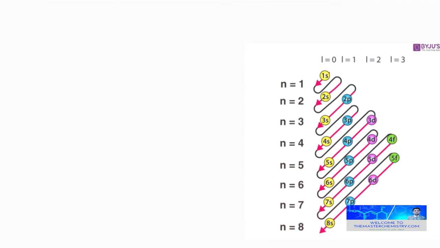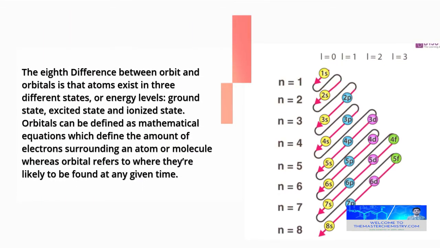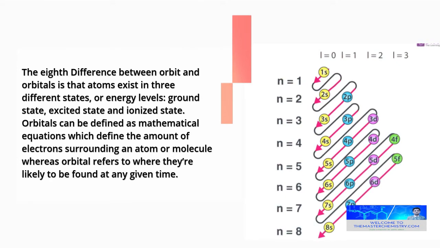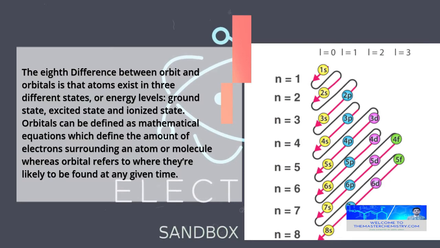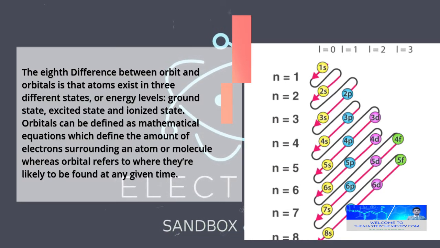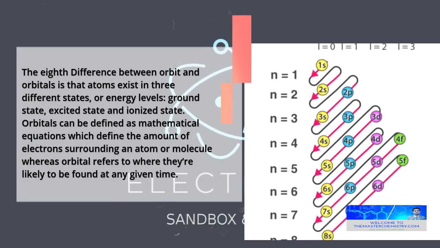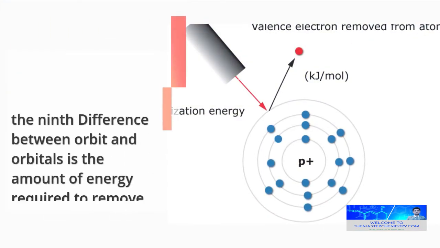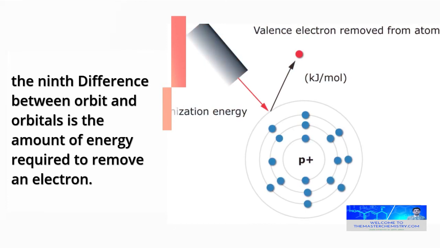The eighth difference between orbit and orbitals is that atoms exist in three different states, or energy levels: ground state, excited state and ionized state. Orbitals can be defined as mathematical equations which define the amount of electrons surrounding an atom or molecule, whereas an orbit refers to where they're likely to be found at any given time. The ninth difference between orbit and orbitals is the amount of energy required to remove an electron.